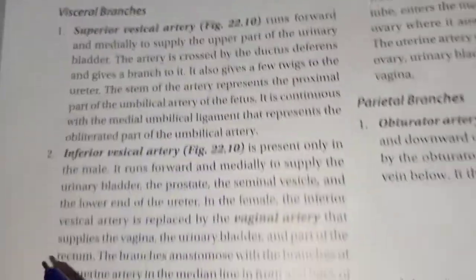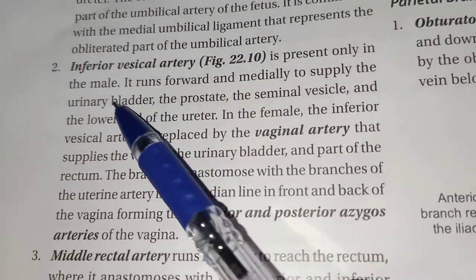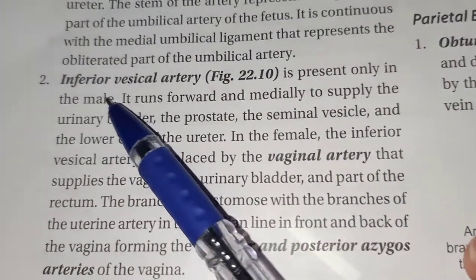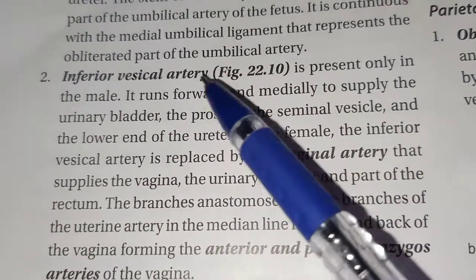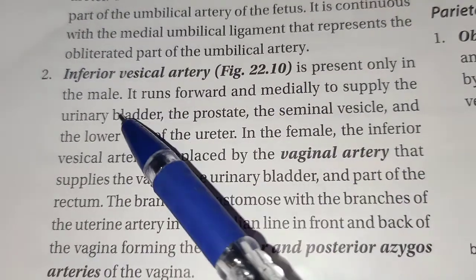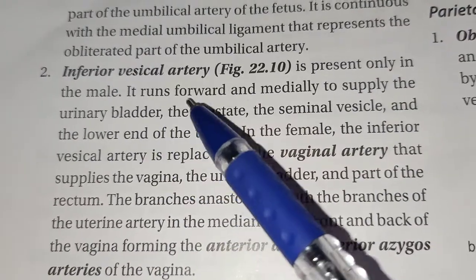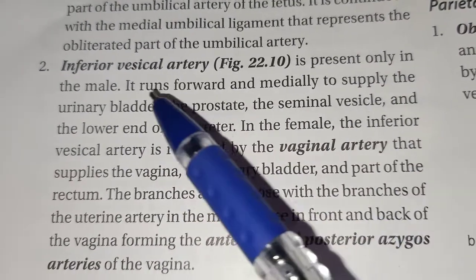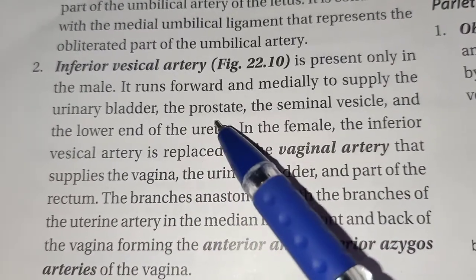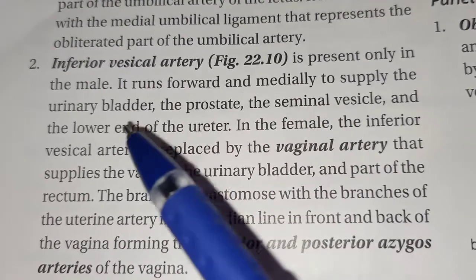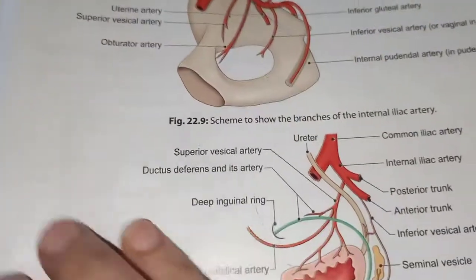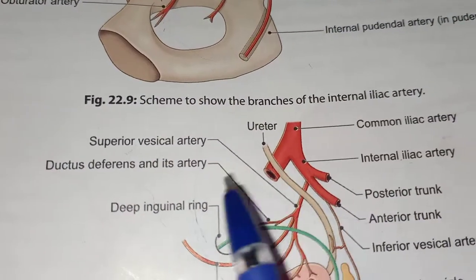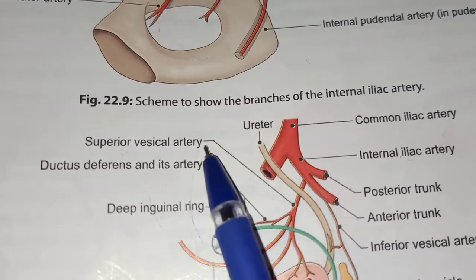Vesical means bladder. The next artery from the anterior trunk, visceral branch, is the inferior vesical artery. The inferior vesical artery is present only in males. It runs forwards and medially to supply the urinary bladder, the prostate, the seminal vesicle, and the lower end of the ureters. So the upper end of the ureter is supplied by the superior vesical artery.